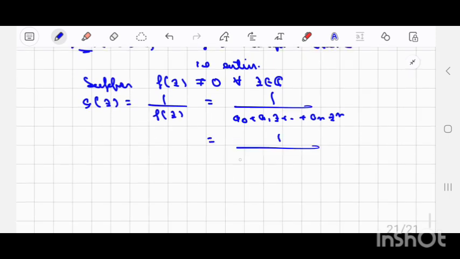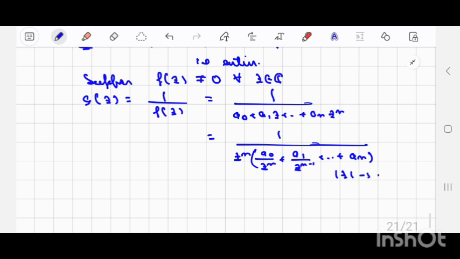Bring z to the power n common outside, so it becomes a naught over z to the power n plus a1 by z to the power n minus 1 and so on and so forth till I have here a n. Now as mod z tends to infinity, this goes to 0, this goes to 0, so this is in some sense bounded, and this goes to infinity, so this goes to 0.